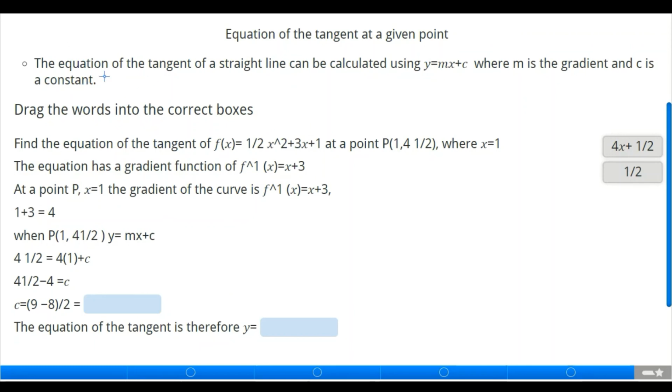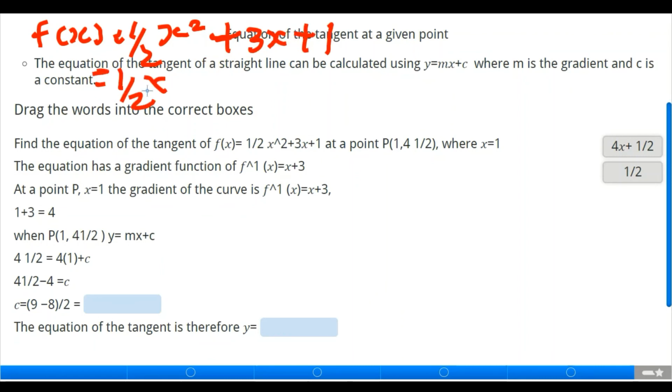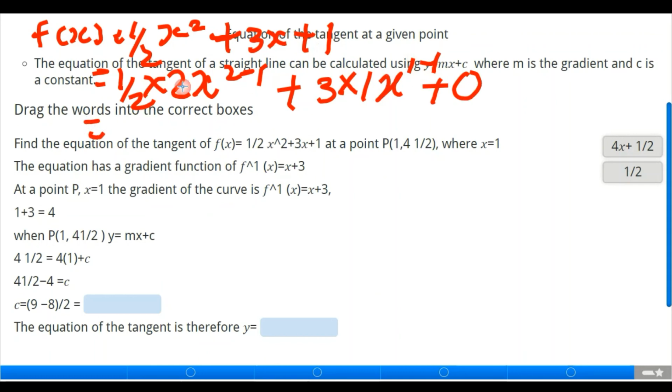Okay, so first and foremost, let's differentiate f(x) equals 1 over 2 x raised to power 2, plus 3x, plus 1. By the time you differentiate it, it's going to be 1 over 2 multiplied by 2, x raised to 2 minus 1, plus 3, the power of x here is 1, multiplied by 1, x raised to 1 minus 1. Differentiation of the constant will give us 0. So we cancel 2 here, 2 minus 1 is 1, so we have x left here.